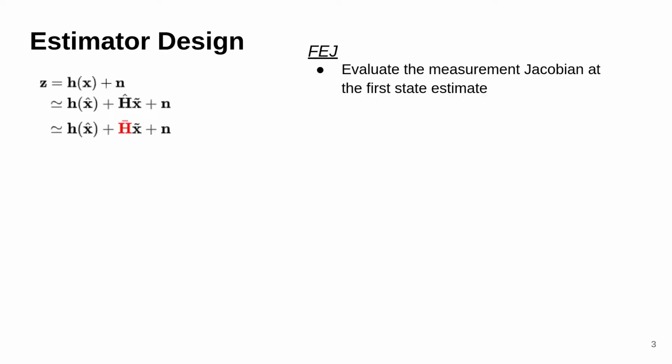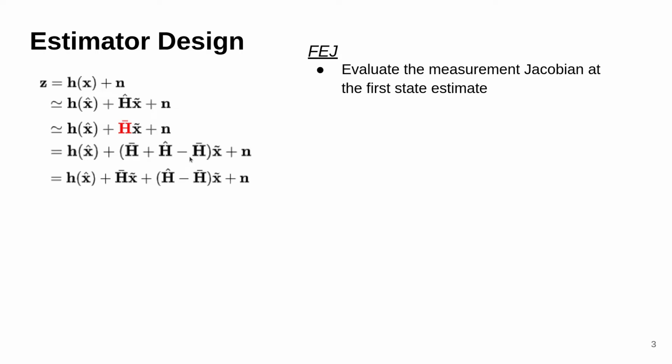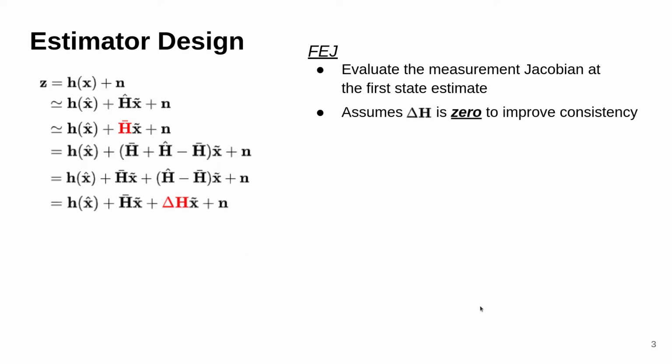FEJ evaluates the measurement Jacobian at the first estimates, represented as H bar in our equation, in order to improve consistency. However, we notice that by directly changing this Jacobian, the resulting linearized equation does not strictly follow the first-order Taylor series expansion. After two more steps of derivation, it is clear that FEJ ignored delta H in order to improve consistency, but it could introduce unmodeled errors.